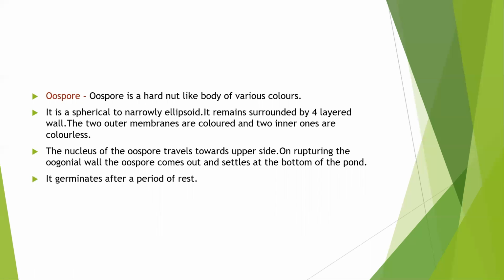Here, the oospore is a hard nut-like body of various colors, and it consists of 4 membranes. The 2 outer membranes are colored and the 2 inner ones are colorless.